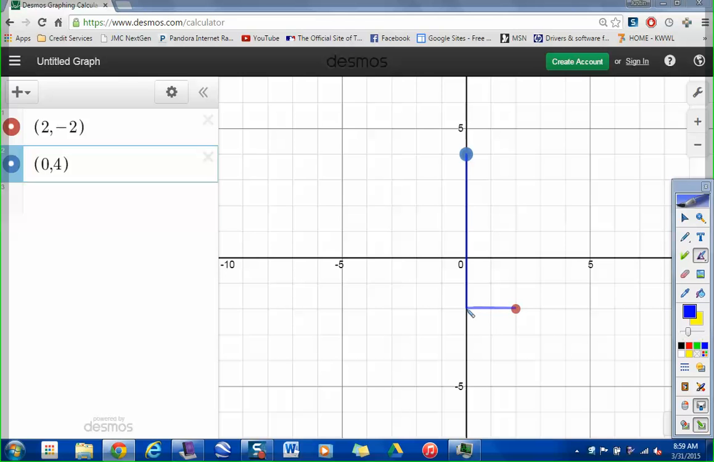What's your rise working left to right? How far down? 6. What's your run? 2. What's -6 divided by 2? -3 again, isn't it? So if I look at it graphically that way, it works as well, doesn't it?